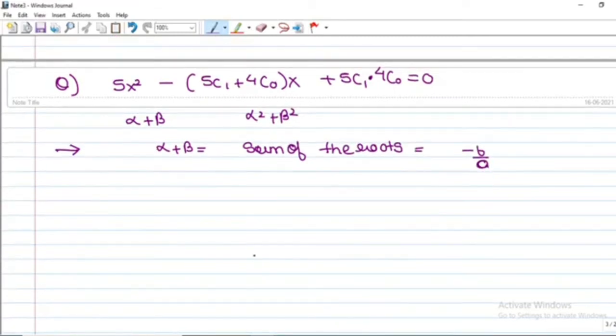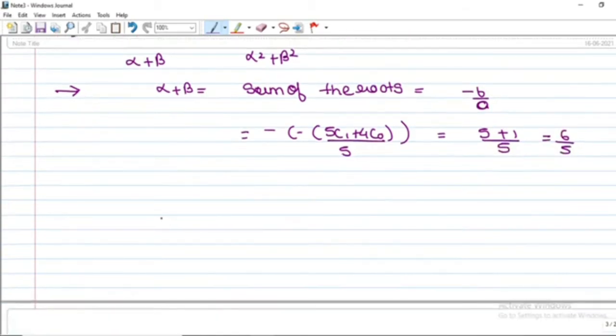So here what is minus b? Minus b is nothing but minus into minus (5C1 plus 4C0), the whole upon a, which is 5. Here 5C1 is 5 and 4C0 is 1, so it will be 6 by 5. So I got alpha plus beta.